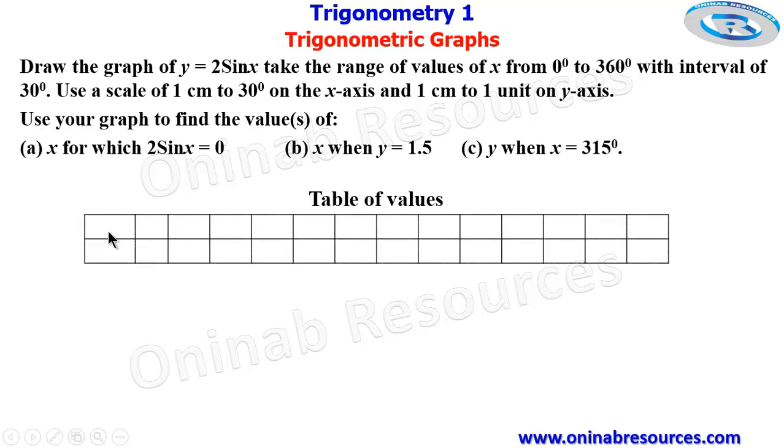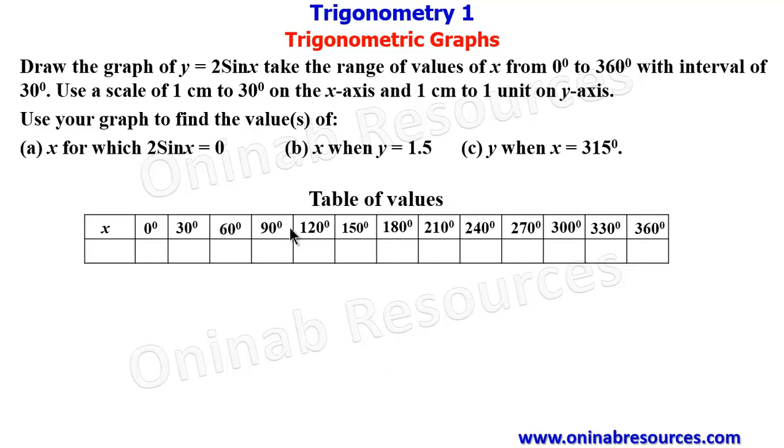So we have our table here. This is x, and the values of x starting from 0, 30, 60, 90, 120, 150, 180, 210, 240, 270, 300, 330, and 360 degrees. So we first look at sine x. Sine 0 is 0, sine 30 is 0.5, sine 60 is 0.8660, but to one decimal place we have it as 0.9.